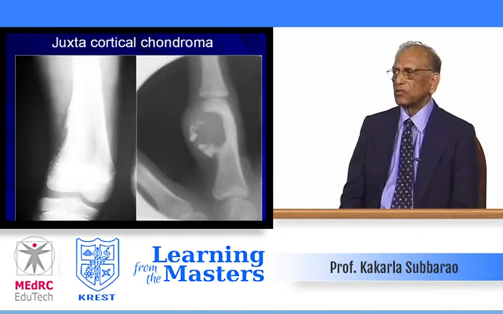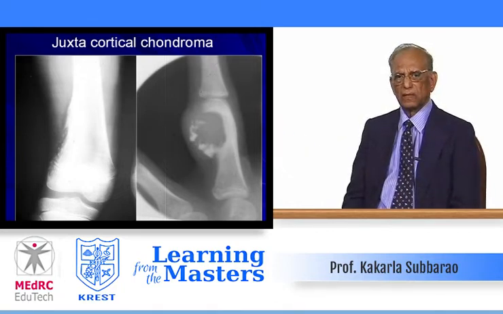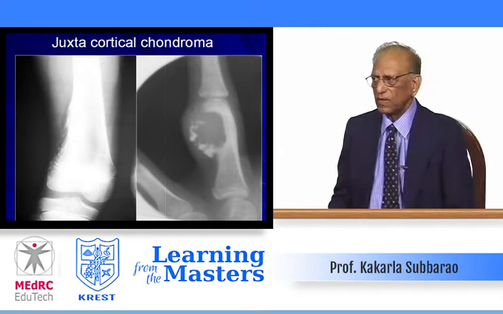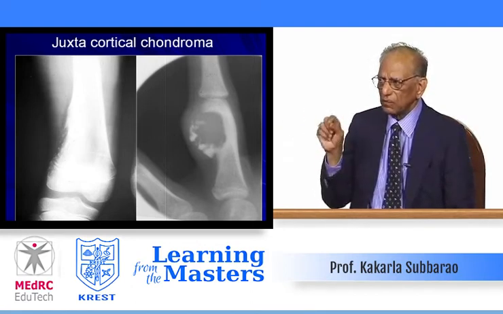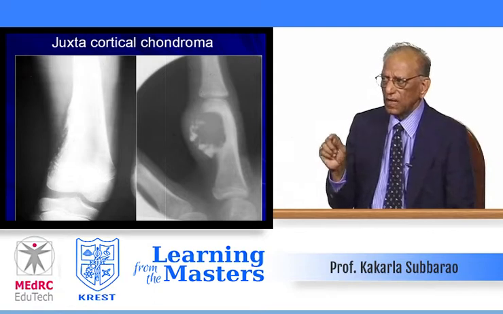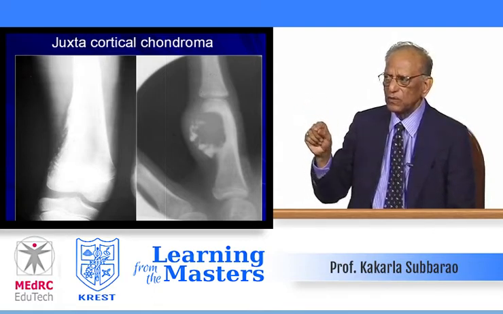Here, juxtacortical chondroma. I showed you that film on your right side earlier. Juxtacortical soft tissue swelling, cartilaginous calcifications. And here on your left-hand side, the lower end of the femur, look at the cortex: juxtacortical, multiple calcific densities, and then a hook-like projection of the bone with a radiolucency.